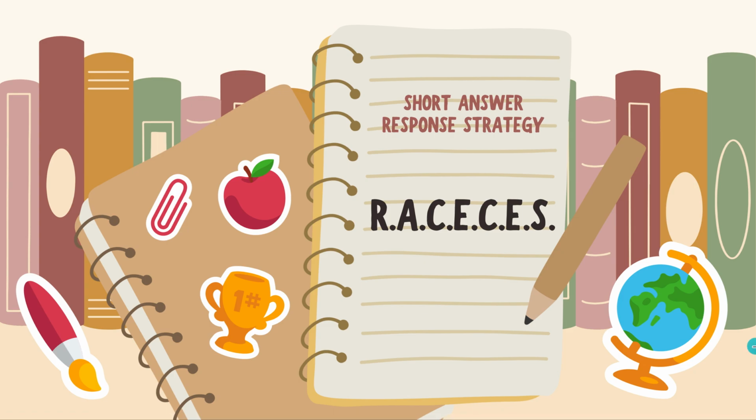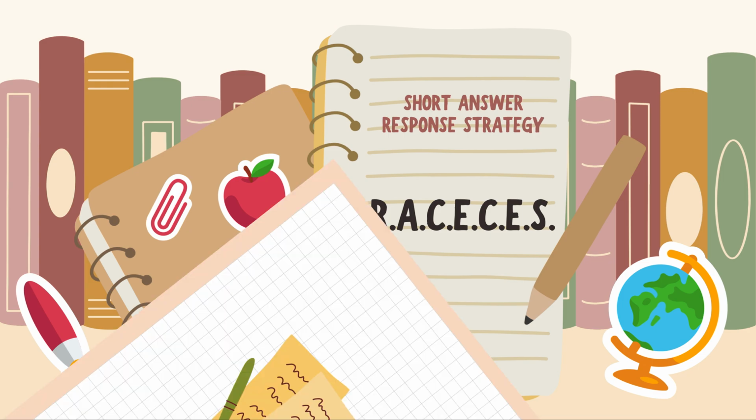Today we're going to be talking about the short answer response strategy for 6th grade, RACES. R-A-C-E-C-E-S. Now you're probably wondering why there are 2 C's and 2 E's. That's because in 6th grade, in order to earn full credit on a short response question, you must have 2 citations along with your 2 explanations.